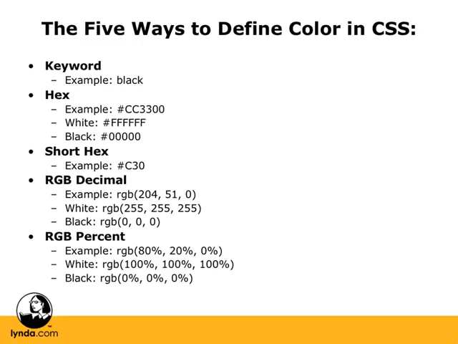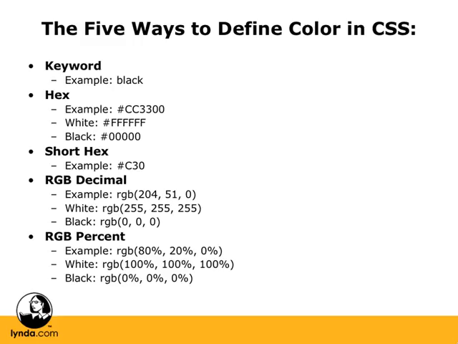And easier still is RGB percent, which is equivalent to our RGB 204, 51, 0, an RGB of 80%, 20%, 0%. RGB percentages go in the range, as you might expect, 0% to 100%. White is all 100%. Black is all 0%, as we can see here.